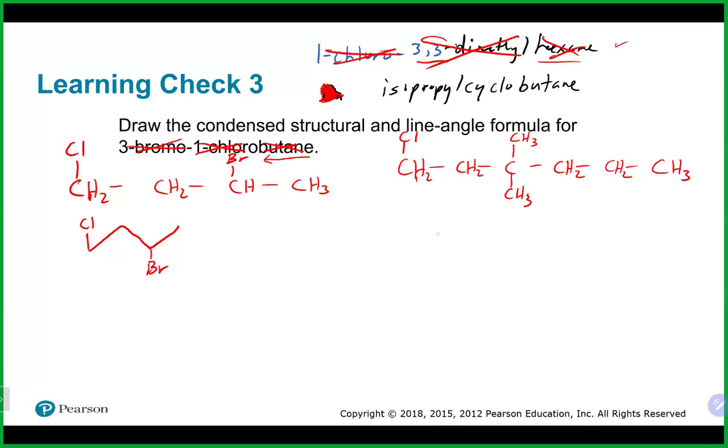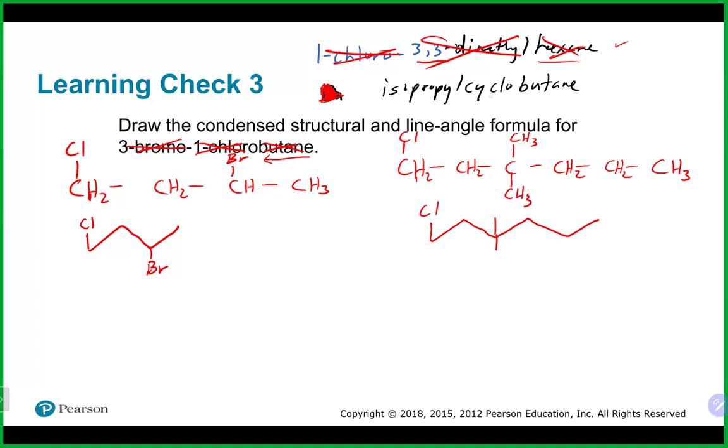Same thing here if we're going to do the line structure: 1, 2, 3, 4, 5, and 6. At carbon number 1, we'll have our chlorine, and at carbon number 3 we will have our methyl groups. We don't typically put anything at the end of the line because it's assumed to be a carbon with three hydrogens on each of those. Any questions on that one?